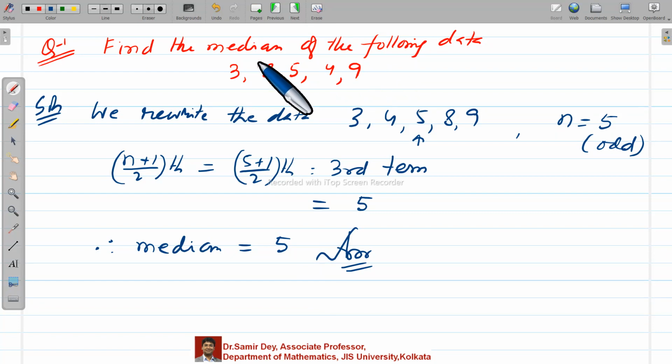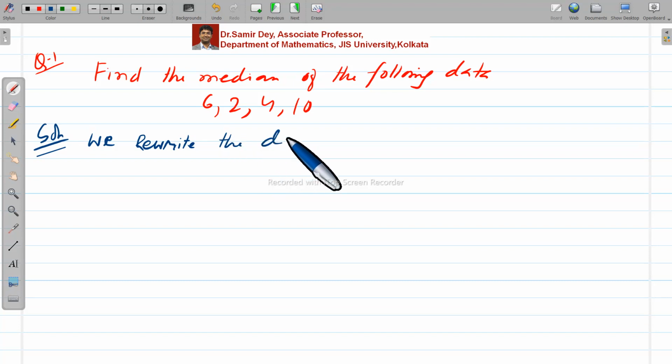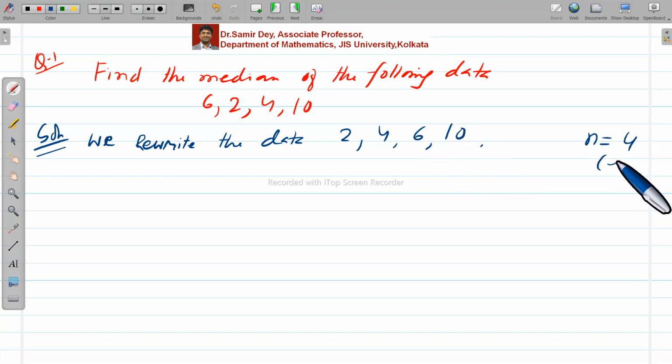Now, here I have considered odd number of data. Now I am going to consider in my next slide even number of data. So find the median of the following data. Okay, so first we rewrite the data. So 2, 4, 6 and 10. Clear? So what is your n? n is equal to 4. That is your even number.